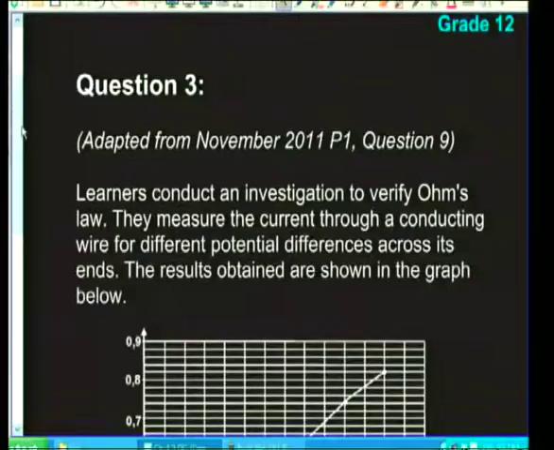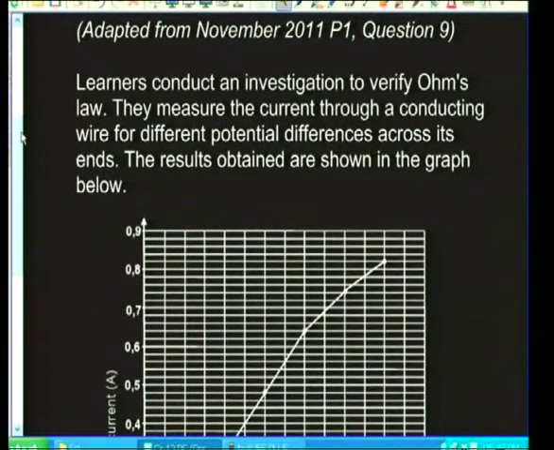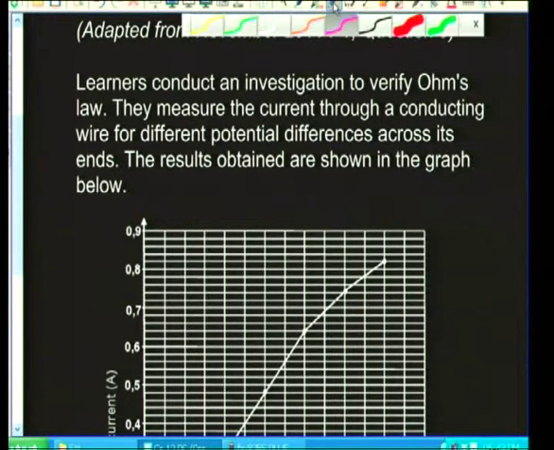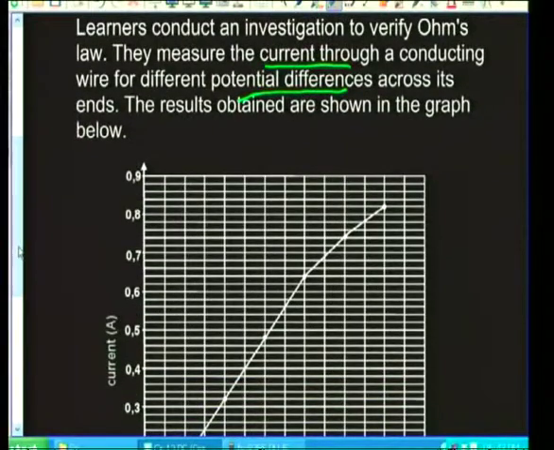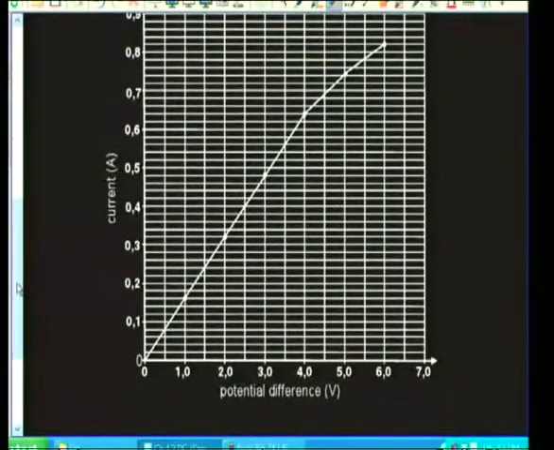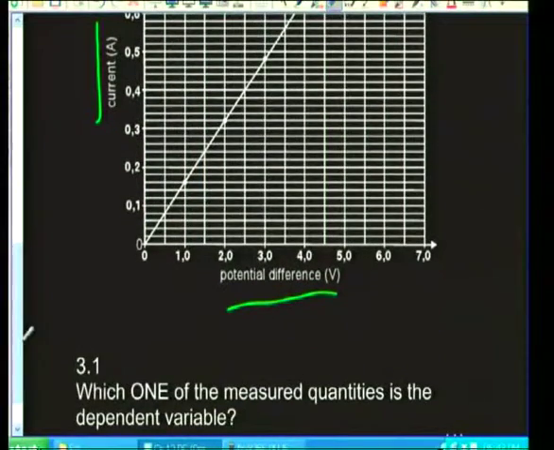investigation with Ohm's law. So let's read about it. It's our question 3. It says learners conducted an investigation to verify Ohm's law. So they weren't trying something new. They measured the current through a conductor for different potential differences across the ends. So the results obtained are shown in the graph. So they plotted for different potential differences, which they chose. They plotted the current, and so they've put the graph of current versus potential difference.